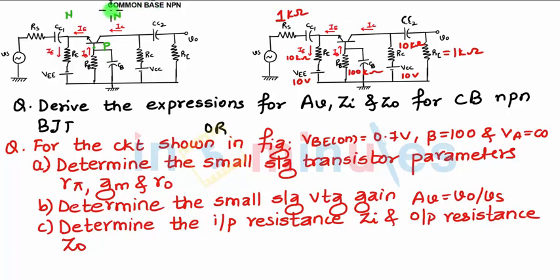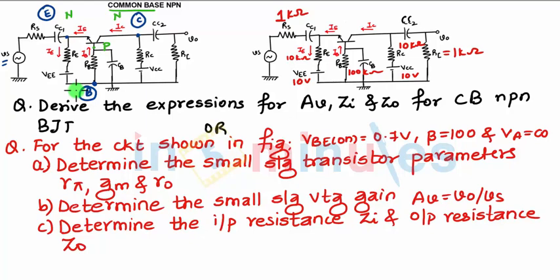How to identify that it is common base? For that, see the input. Input is given to the emitter. This Vs is applied to the emitter terminal. This is your emitter terminal. Output we are taking from the collector, so we are left with the base. So it is a common base NPN type of transistor.